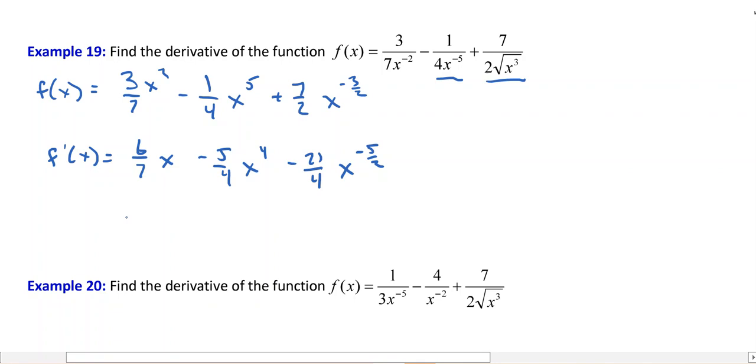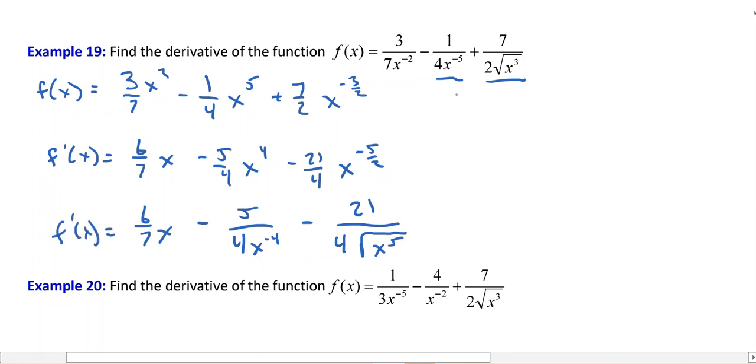This would be minus 5 over 4x to the negative 4. And so this then would be minus 21 over 4. Remember, the 4 is in the denominator, the 21 is in the numerator. And this would be the square root of x to the 5th. And that would be our derivative, written in the exact same form as the original problem. Although this derivative is perfectly acceptable for this particular problem.